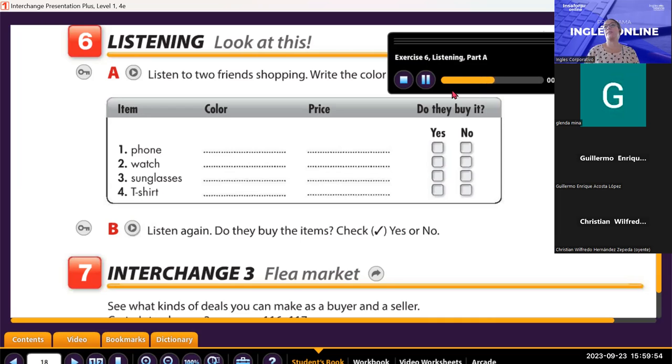3. What do you think of these sunglasses? They're interesting. How much are they? They're only $11.50. That's cheap. Try them on. They look great. Green is a good color on you. You think so? Sure. Okay, I'll get them.